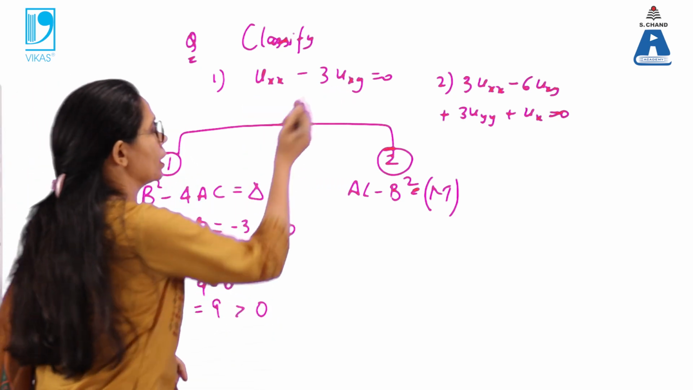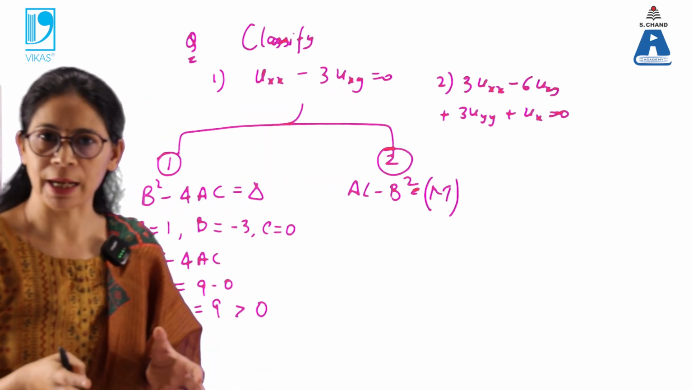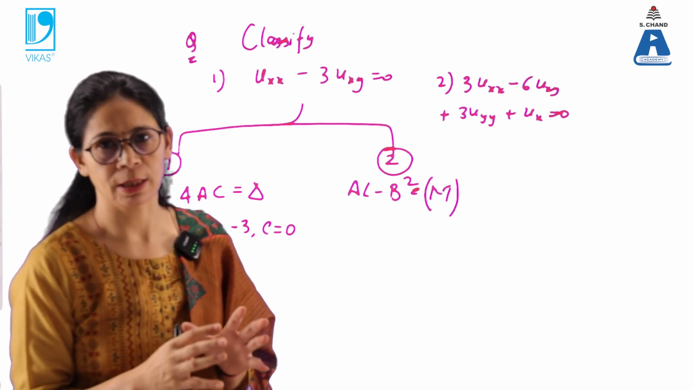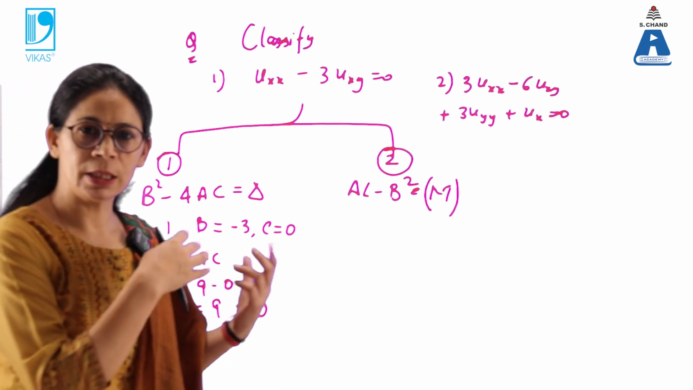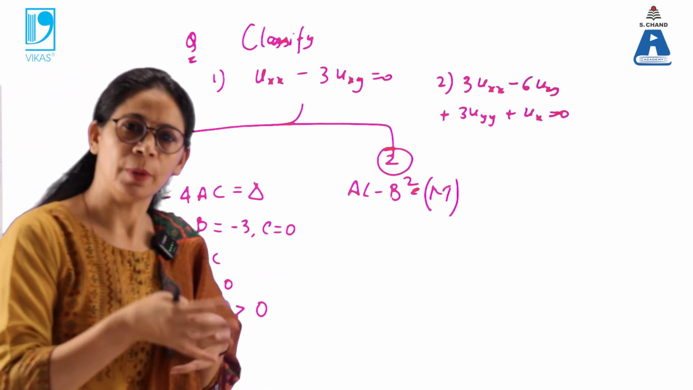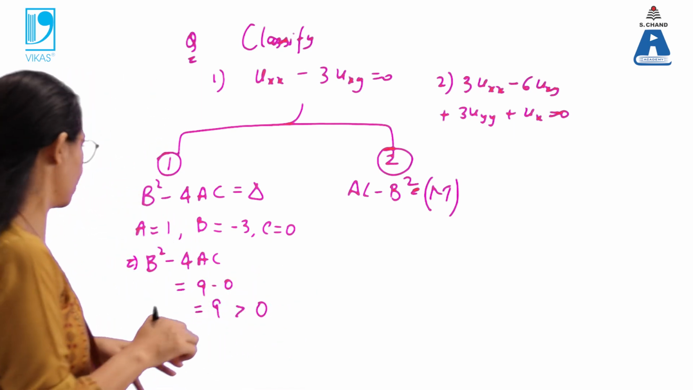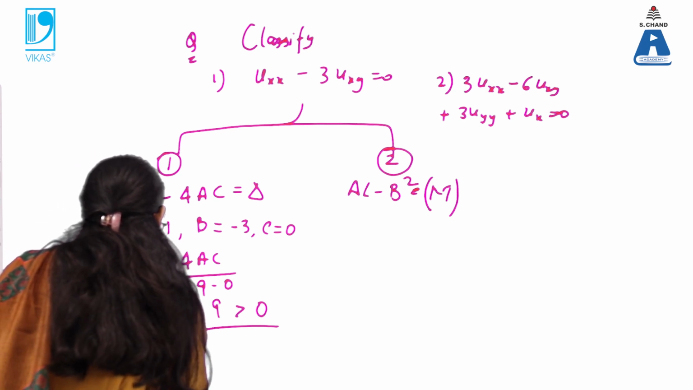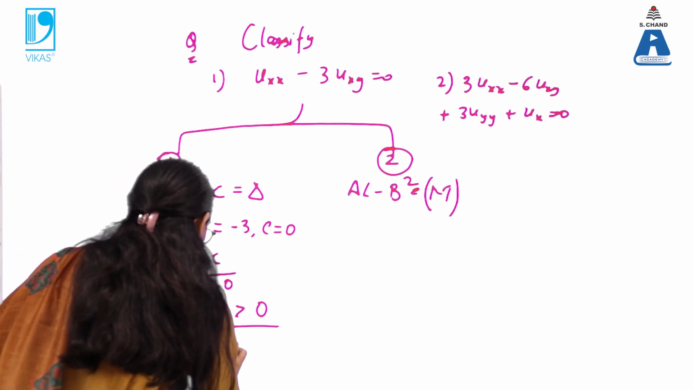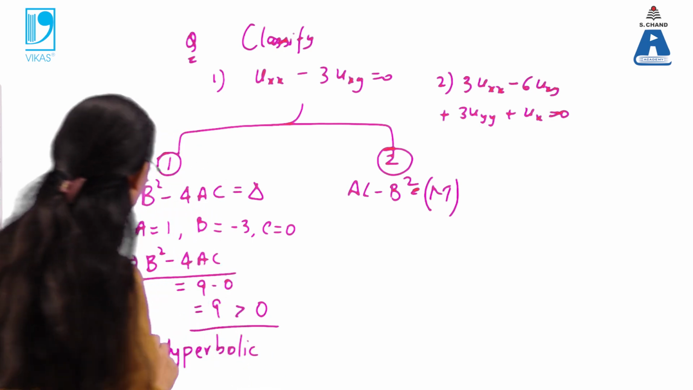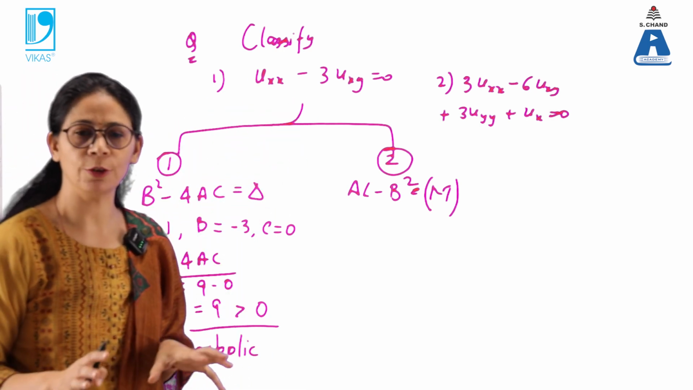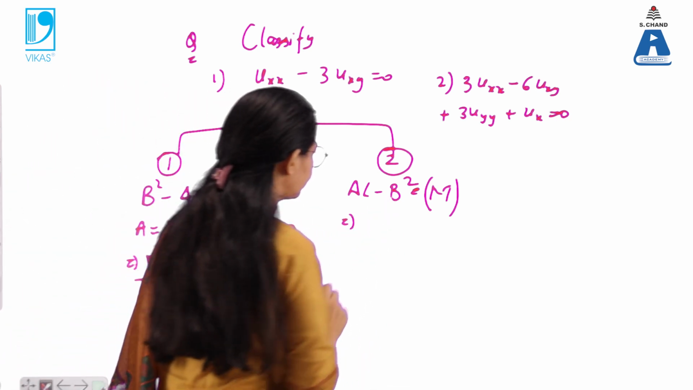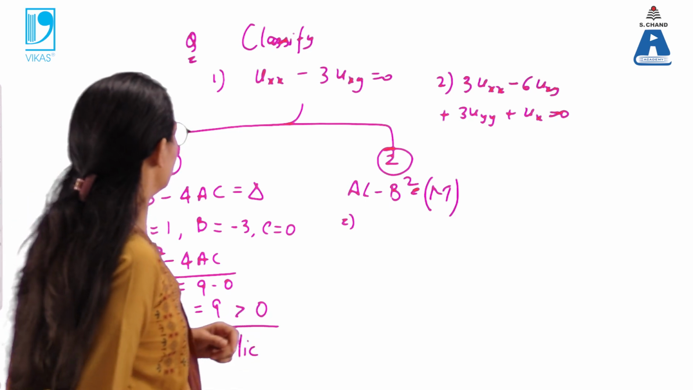Since all the coefficients are constants, the discriminant also will be constant in this case. So, this partial differential equation will be of a particular nature throughout the region. The sign of the discriminant is positive, therefore, it is a hyperbolic partial differential equation, and since the coefficients are constant, it is hyperbolic everywhere. Now, let us find out this form also.